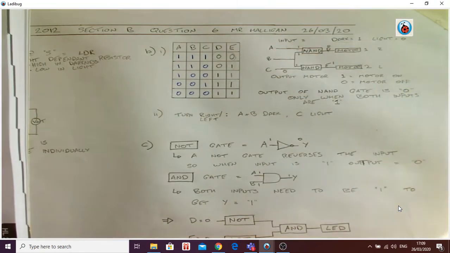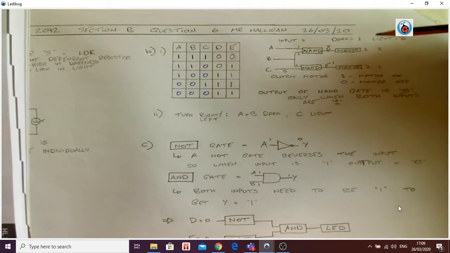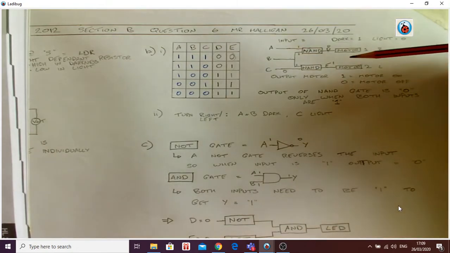Question 2. From the truth table, identify the sensor states, either light or dark, which will cause the buggy to turn left or turn right. We want to get something turning. We want one of the motors to be turned on. So how are we going to get that motor to turn on? Well, one of them has to be 1 anyway.